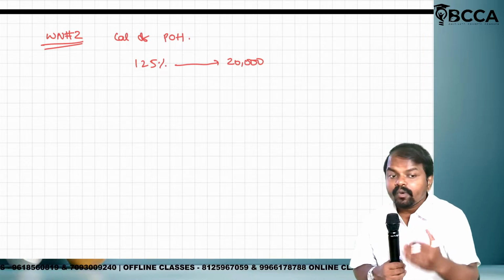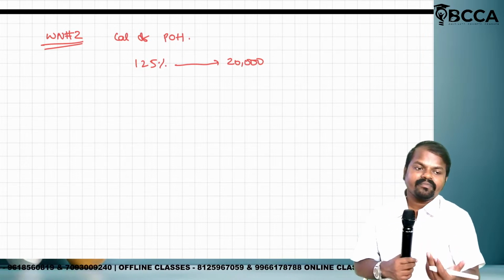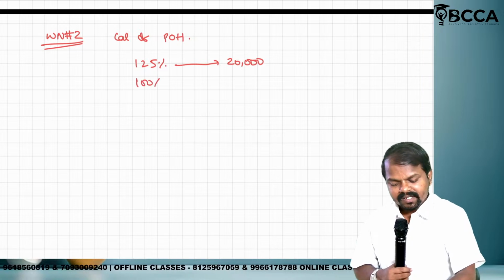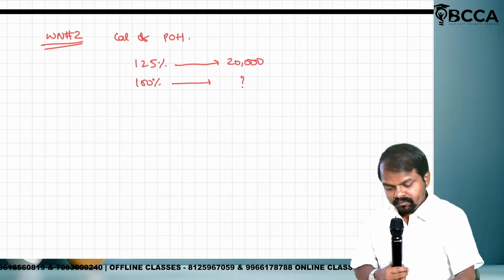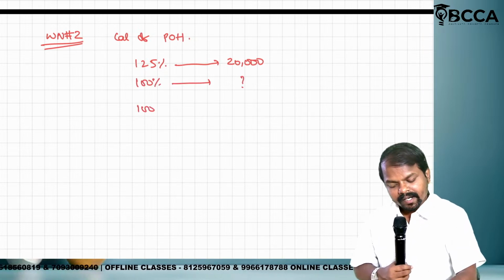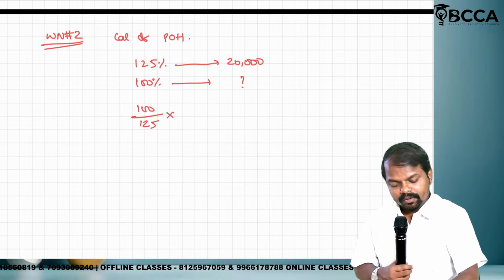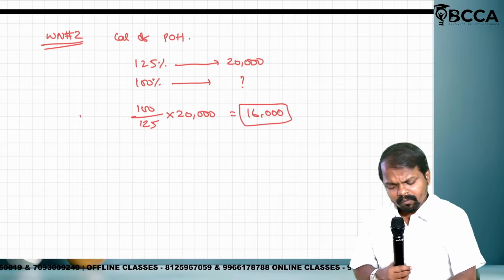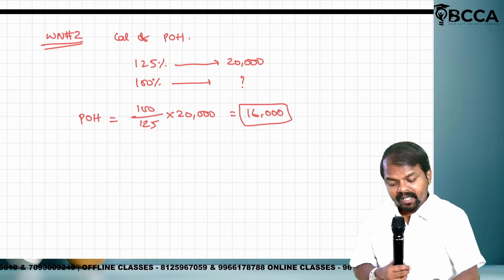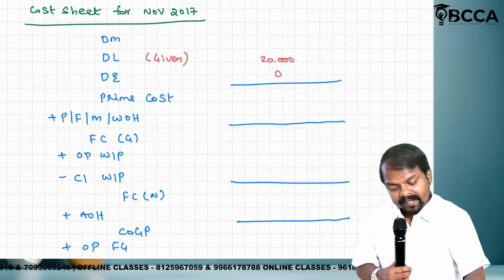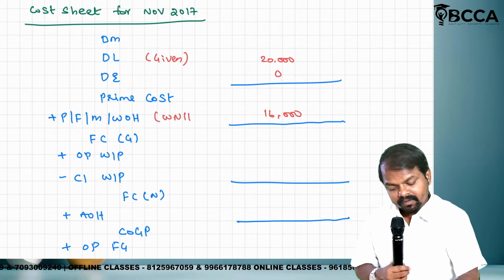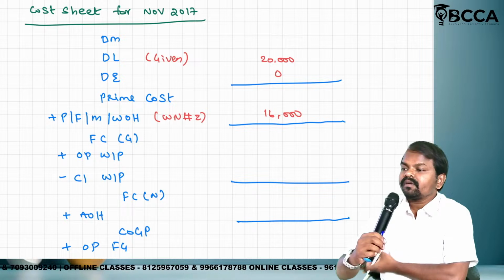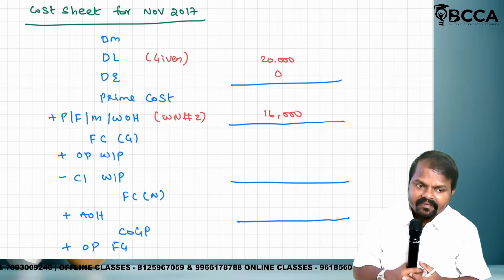125% of POH indicates what? 20,000. What about 100%? Please check: 100 divided by 125 into 20,000 is 16,000. What is meant by 16,000? POH. We will submit here 16,000, working note number 2 we gave. Correct?